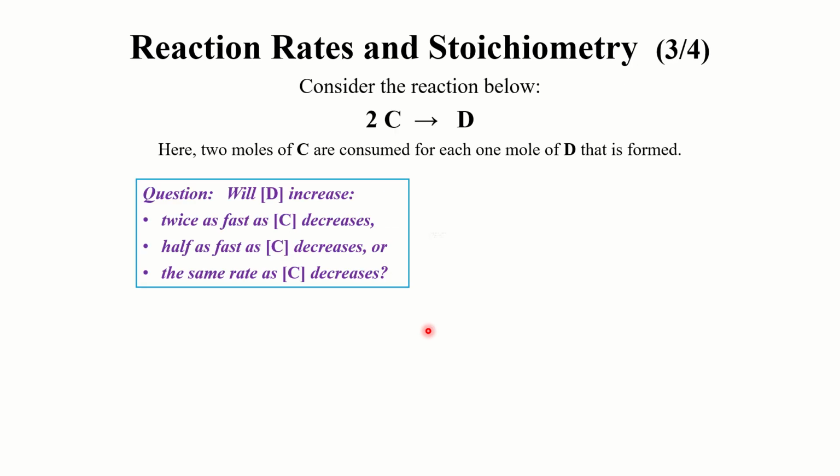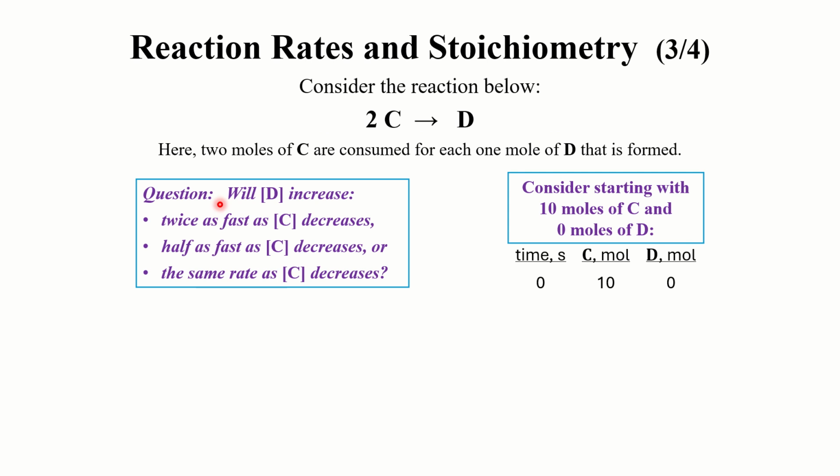So let's start with these three questions. Will D increase twice as fast as C decreases, half as fast, or the same rate? So not three questions, but one question with three possible answers. Let's analyze the difference in the rate of change for D versus C.